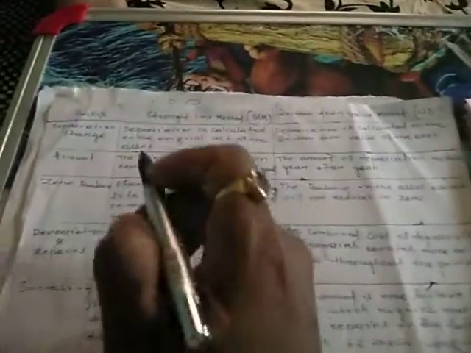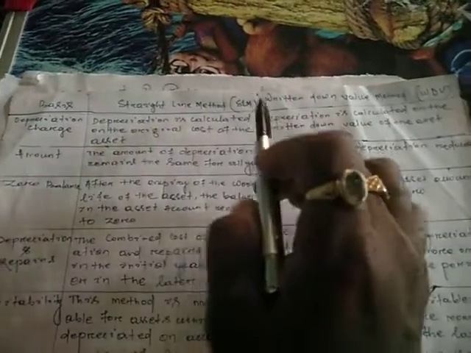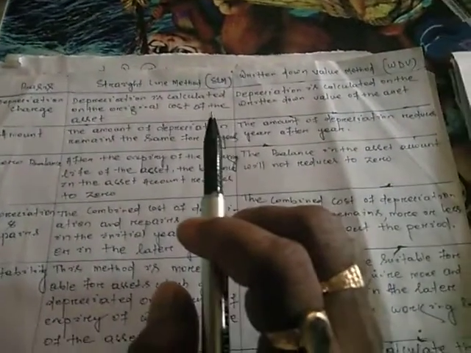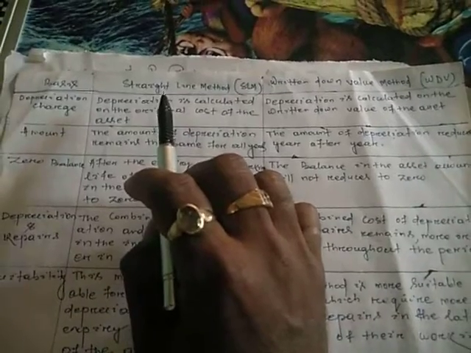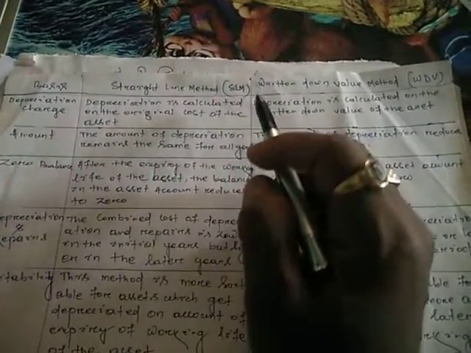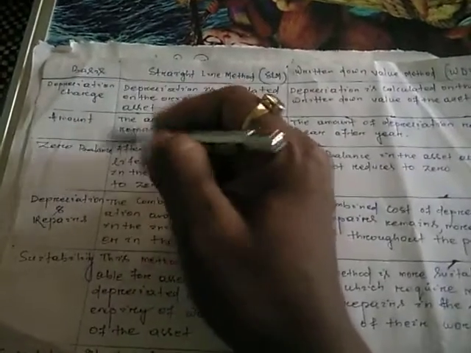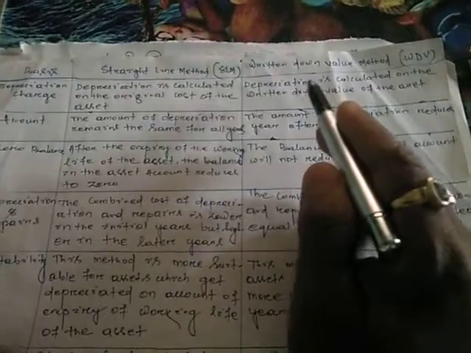Hello students, today we have to discuss the difference between straight line method and written down value method. In the last class we already discussed the concept of straight line method and written down value method, and today we have to discuss the difference between these two. So you have to prepare three columns: the first is the basis, the second is straight line, and the third is written down value method.